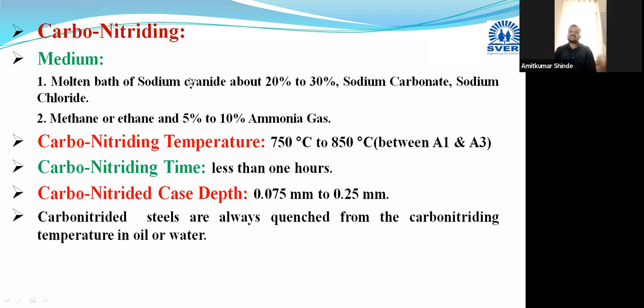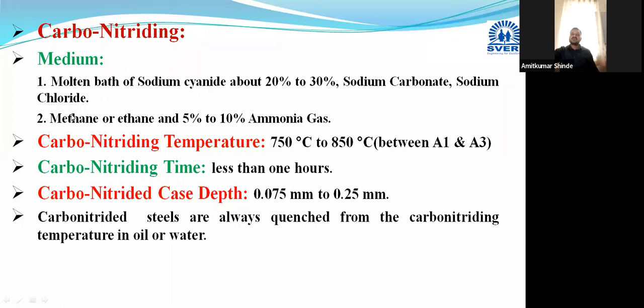And for this we can use two different mediums. The first medium is a mixture of different salt baths. In nitriding, we discussed that we are using 10% sodium cyanide, but here we are using salt bath mixtures with 20 to 30% sodium cyanide along with sodium carbonate and sodium chloride. So this is the first mixture, where we are using a liquid molten salt bath, that is the liquid medium.